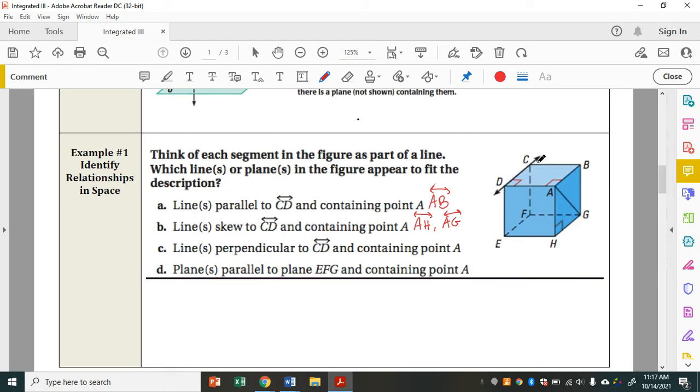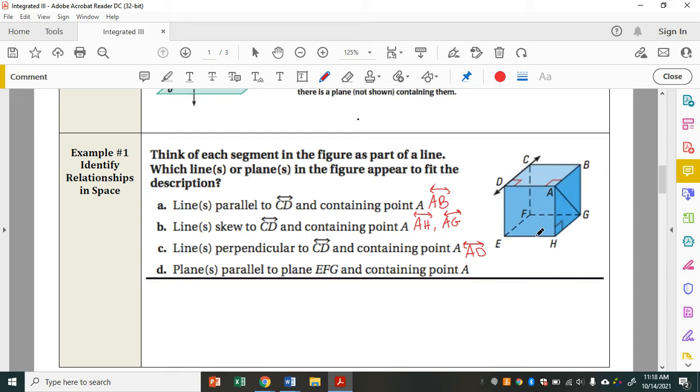When we're talking about perpendicular lines, there are several perpendicular lines to CD, but the one that we're looking for has to contain point A. So this line AD would be a perpendicular line that contains point A. Again, there are a couple of different lines that don't necessarily contain point A that are perpendicular. So we could have said BC, CF, or ED. All of those would be considered perpendicular, but the only one that contains A is AD.